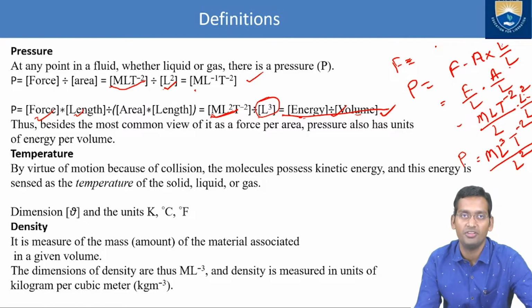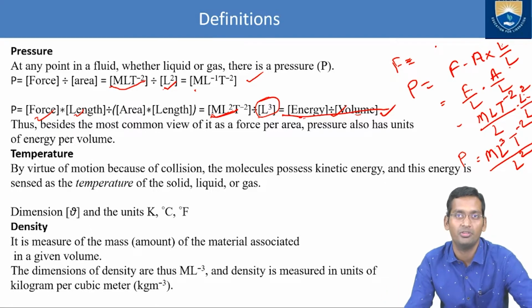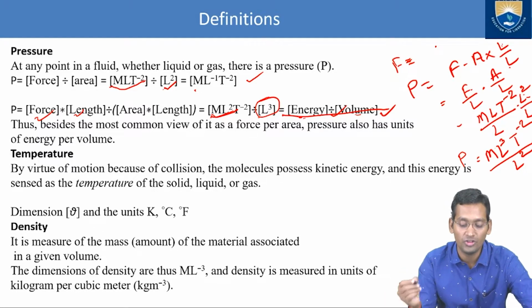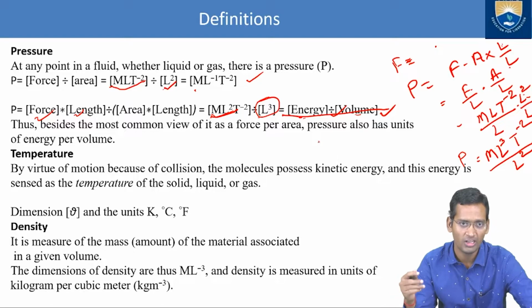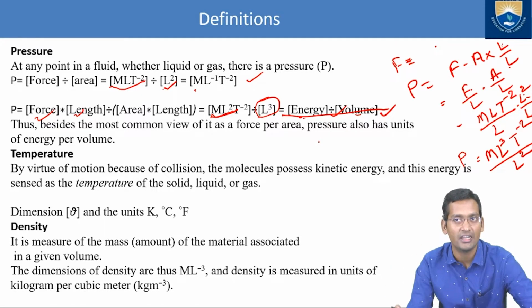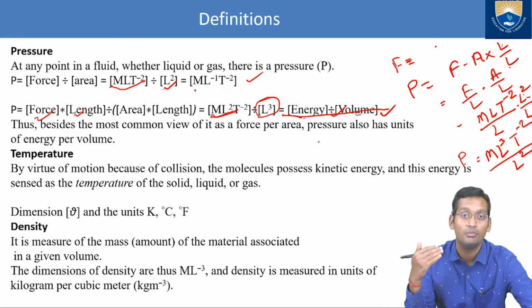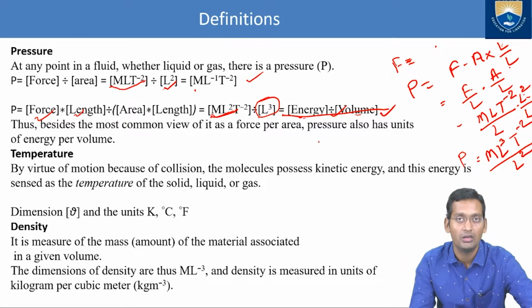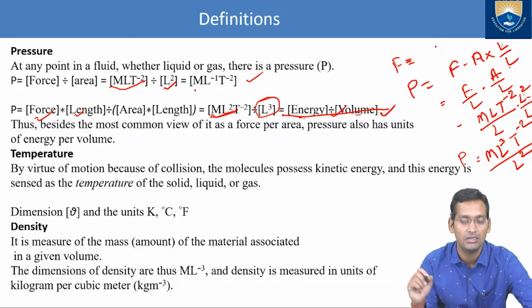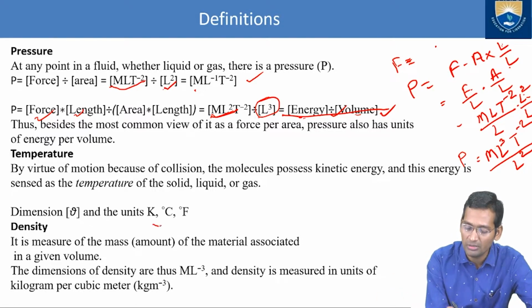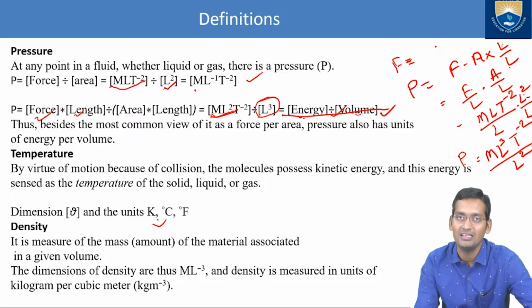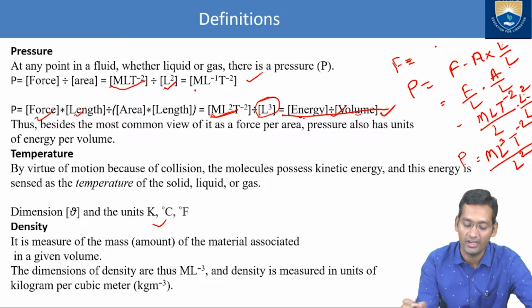Now next is temperature. So what is temperature? Generally we measure temperature by using a thermometer or any temperature measurement scale. But how do they have the temperature? It is just because of the collision of their molecules. So what happens when molecules collide? They possess kinetic energy, and that kinetic energy we sense in terms of temperature. So that kinetic energy only we are sensing, whether solid, liquid or gas, as a temperature. We can use Kelvin, centigrade, degree Celsius and degree Fahrenheit, depending upon our requirement.